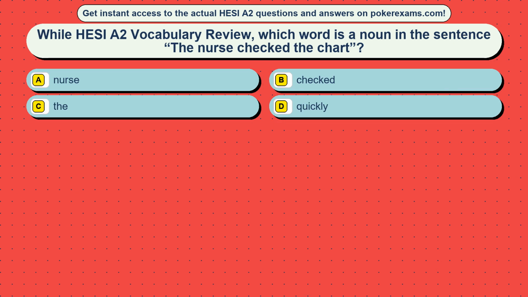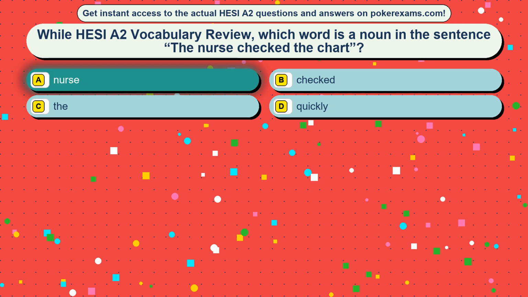Question 37. While HESI A2 Vocabulary Review, which word is a noun in the sentence "The nurse checked the chart"? Option A, nurse. Option B, checked. Option C, the. Option D, quickly. The correct answer is option A, nurse.